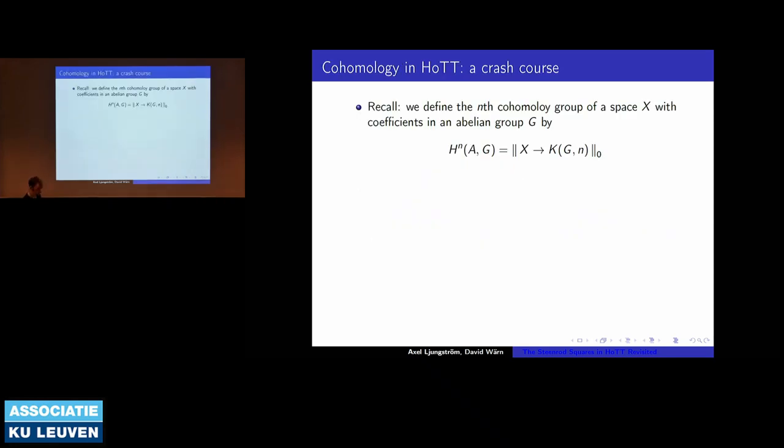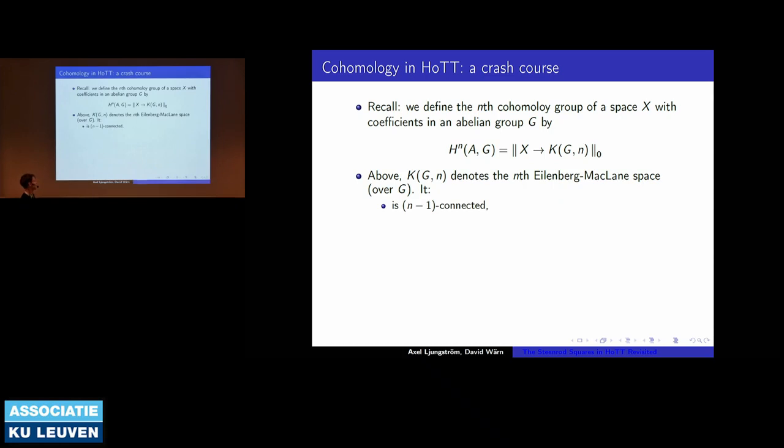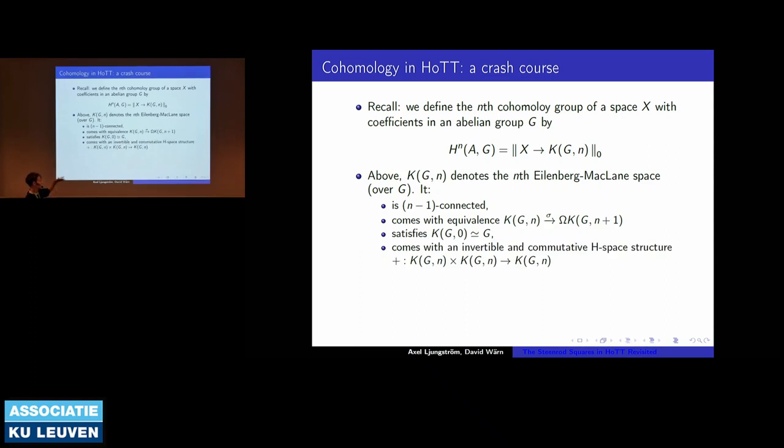So, a crash course on cohomology, non-cellular cohomology in HoTT. The nth cohomology group of a space X with coefficients in an abelian group G is the set of maps from X into K(G,n), where K(G,n) denotes the nth Eilenberg-MacLane space over G, and it has a bunch of properties. They're nice. So it's (n-1)-connected. It comes equipped with an equivalence between itself and the loop space of the (n+1)th Eilenberg-MacLane space. It satisfies that the 0th one is your group G. And it comes equipped with an invertible and commutative H-space structure. So you have some notion of addition on your Eilenberg-MacLane spaces.